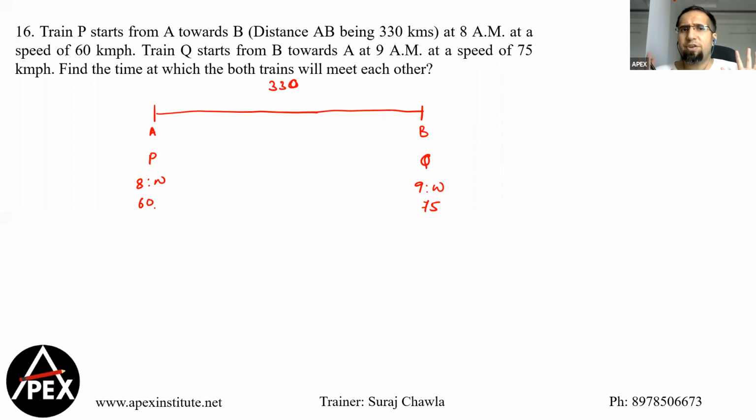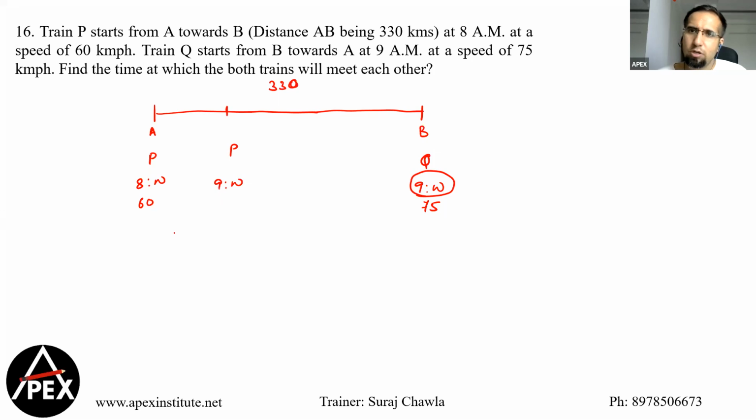Now, first things first in relative speed is, are they starting together? They are not starting together. So therefore, we need to ensure that they are starting together, and that is the distance that we are talking about. Okay. And in this case, generally look at the person who is starting later. So I want to see at 9 o'clock, where is P?